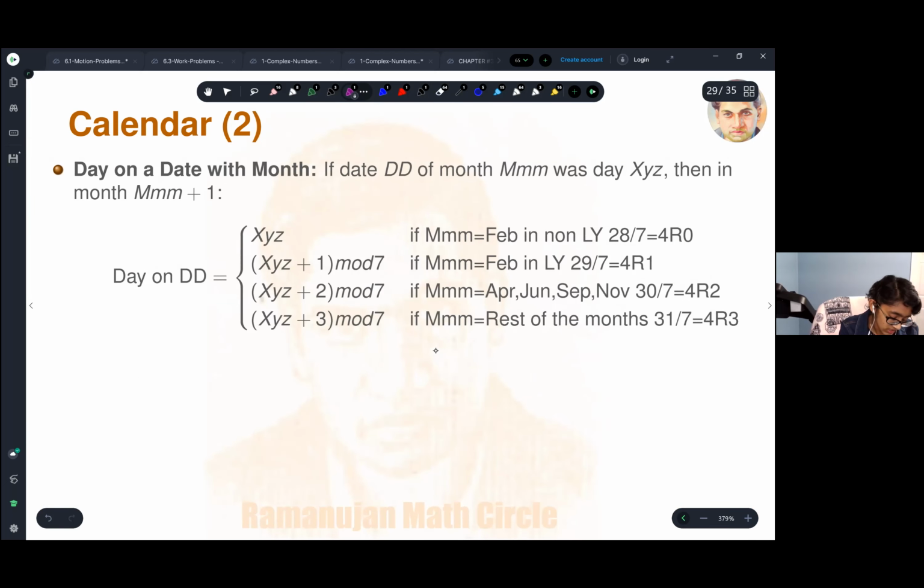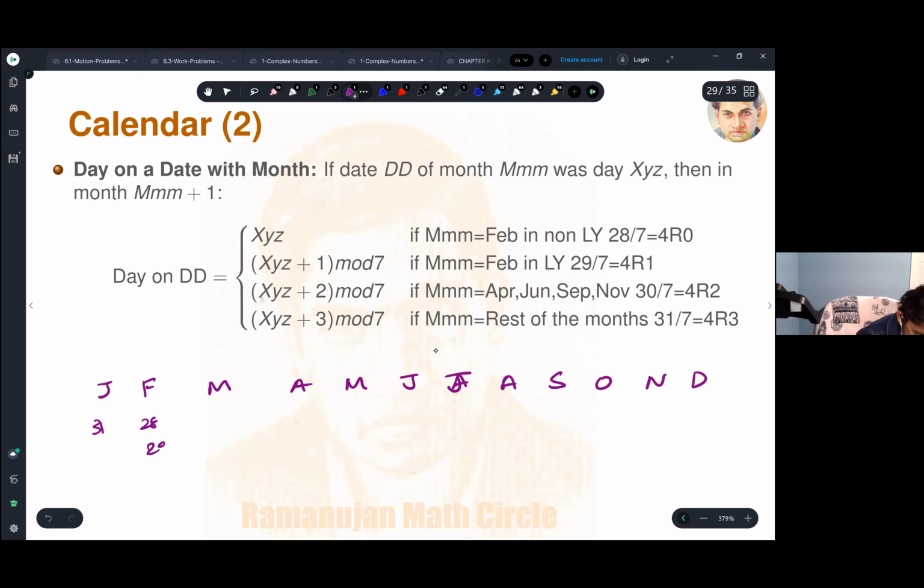Okay. For months, it's a bit different because the mods are different. And what I mean is the remainders. So we have January, February, March, April, May, June, July, August, September, October, November, December. January has 31 days. February is 28 or 29, depending on leap year or not. Then 31, 30, 31, 30, 31, 31, 30, 31, 30, 31.